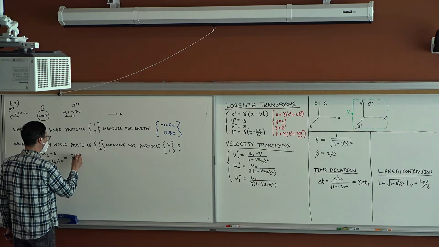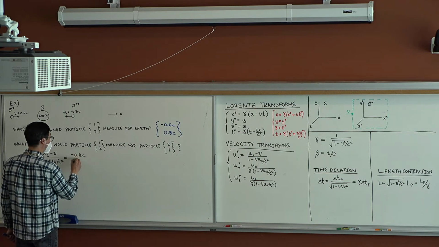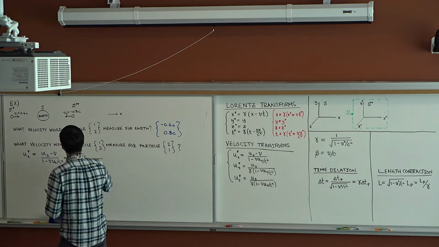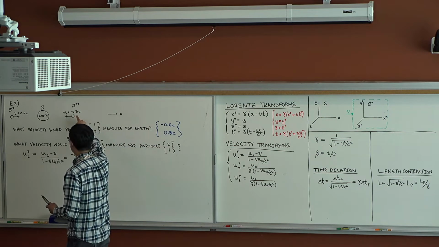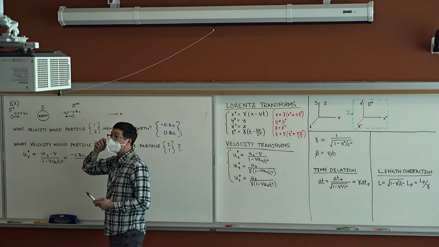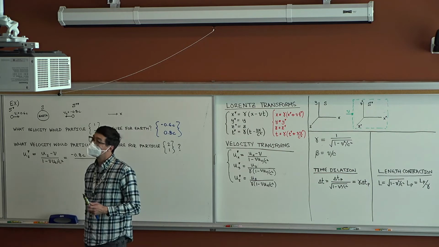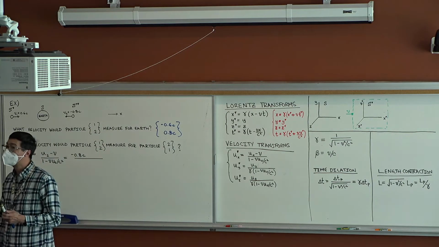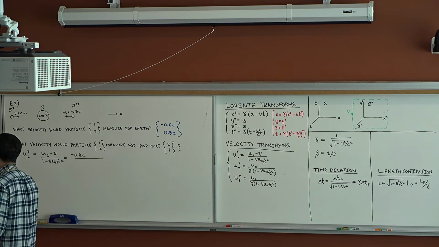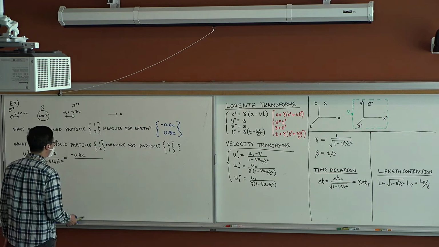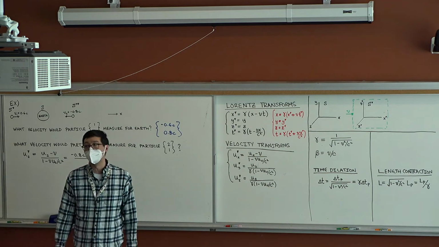Minus 0.8 c? I think u just means speed, right? If it's speed, then I don't need the negative sign, right? Oh, we need to keep track of whether it's plus or minus. So maybe what I'm saying is closer to a velocity than a speed.